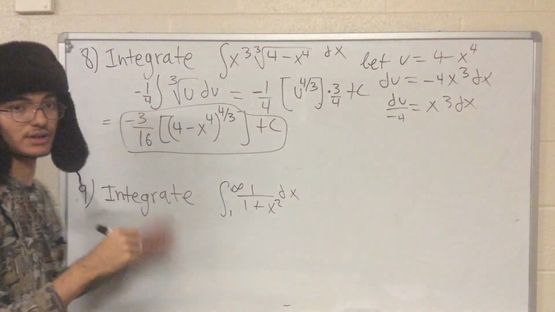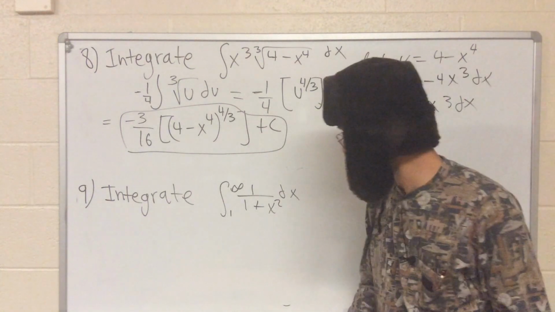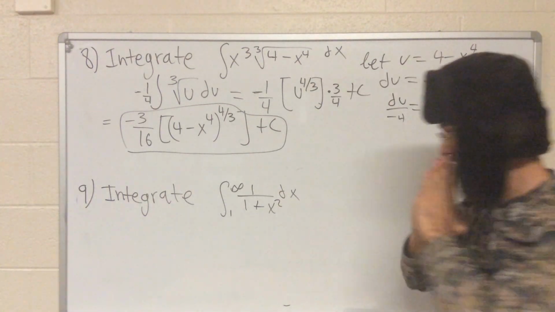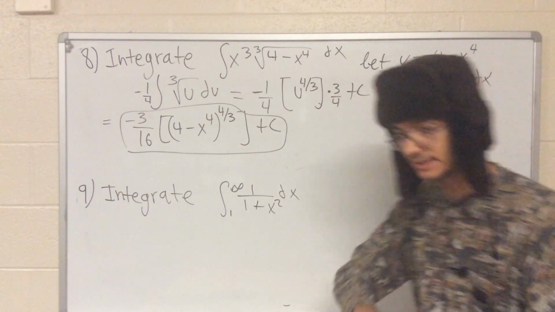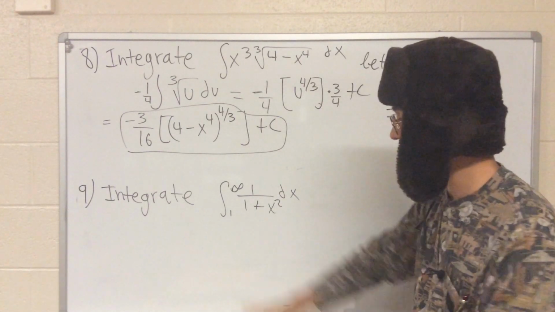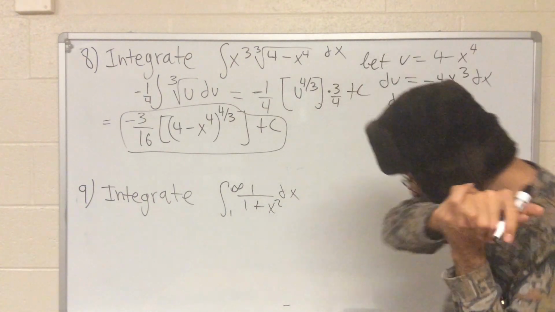This will be the answer to question 8. Now let's look at question 9. Integral of 1 over 1 plus x squared dx from 1 to infinity. Okay, this is the first definite integral in this practice exam, and it's an improper integral.